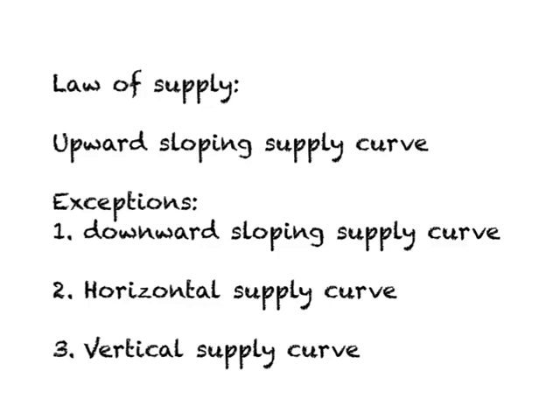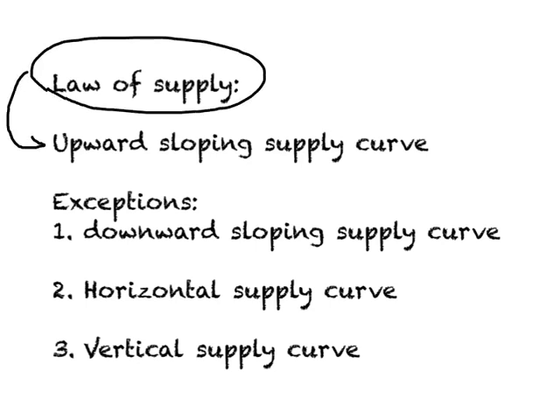In the previous lecture, I introduced you to the law of supply, which is based on an upward sloping supply curve. What an upward sloping supply curve means is that sellers are willing to sell more at a higher price and less at a lower price. Why does this happen? Think about it and you can perhaps answer this question. Now look at some exceptions to the law of supply.